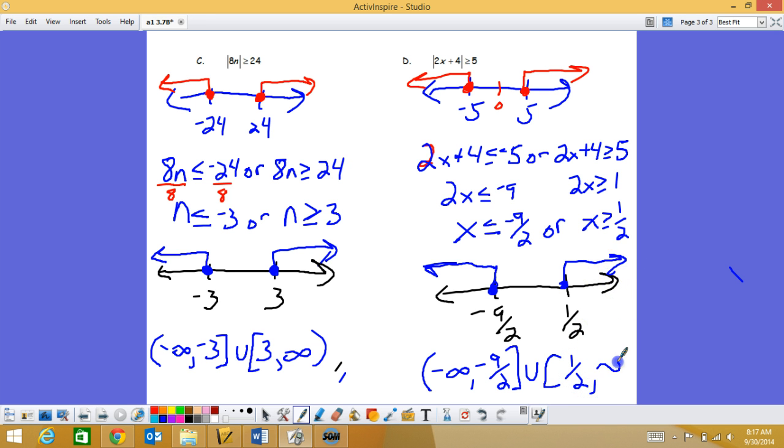to infinity. And again, when solving these inequalities, you want to write all three solutions: the inequality, the graph, and the interval notation for these. And that is the last section of this unit.